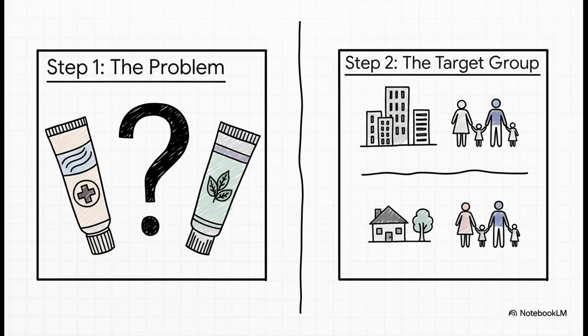Okay, so for Mr. X, step 1 is crystal clear. Find out what toothpaste customers in India actually prefer. Easy enough. Now for step 2. Who should he ask? Well, his target group will be families. But he's smart. He decides to include people from both urban areas, like our big cities, and rural areas, the villages, to get the full picture.